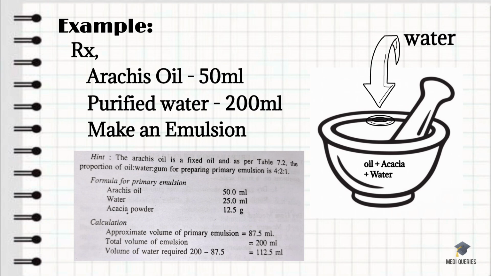Method: measure the required quantity of arachis oil in a dry measure and then transfer it into a dry mortar. After that add the calculated quantity of gum acacia powder and triturate rapidly to form a uniform mixture. Add the required quantity of water and triturate vigorously till a clicking sound is produced and the product becomes white. After that add the remaining quantity of water to produce the required volume. Transfer the emulsion into a final bottle, label it and dispense.